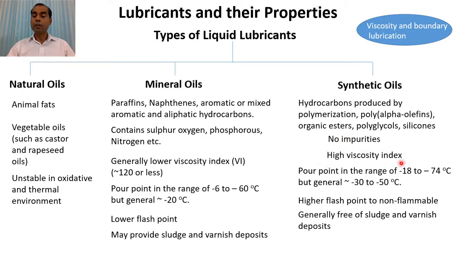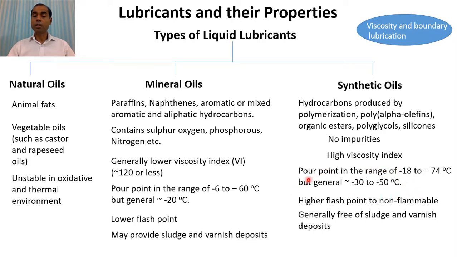They have a very high viscosity index. That means they are very stable at different temperatures, from high temperature to low temperature. Pour point is in the range of -18 to 74 degrees Celsius, but generally -30 to -50. So these pour points are even lower compared to mineral oils. That means they have good flowability even at lower temperature.